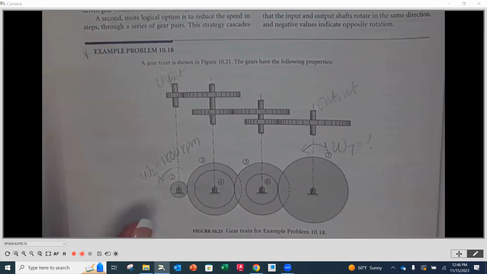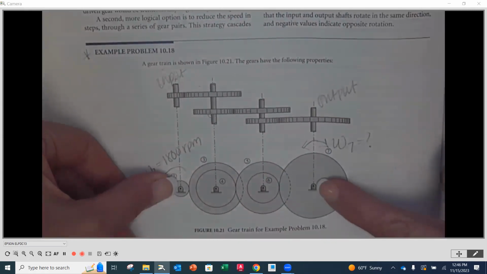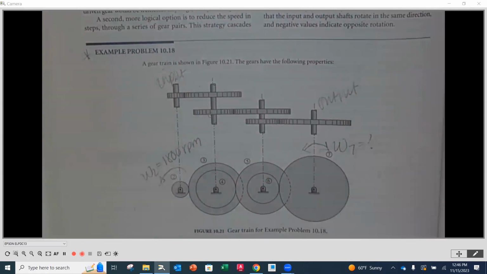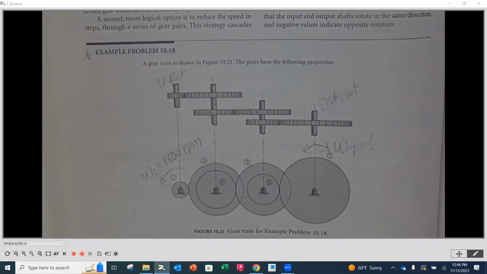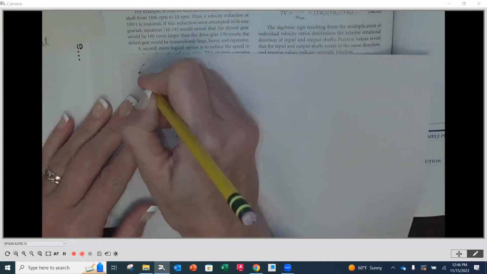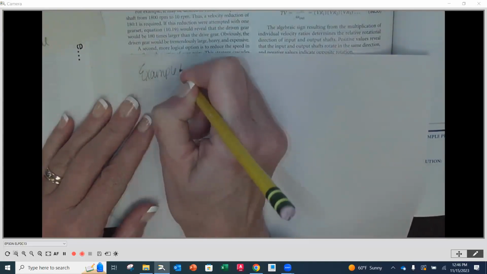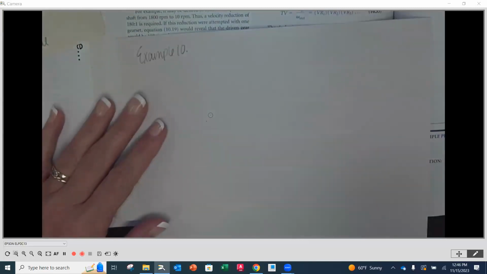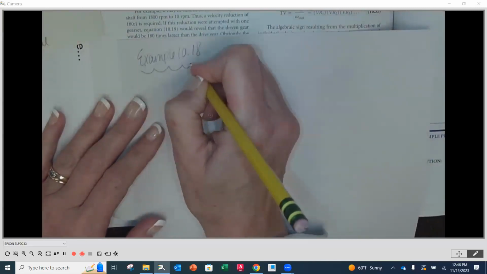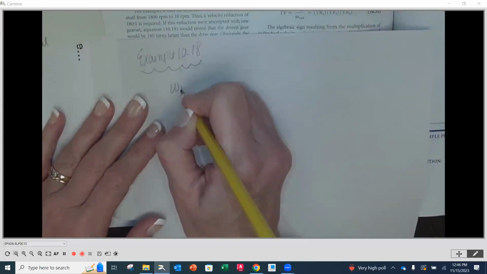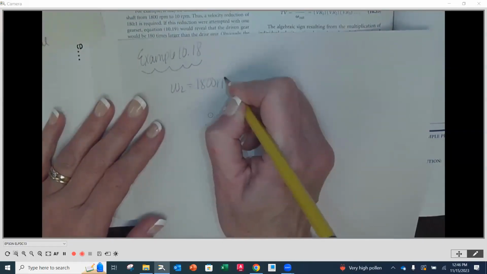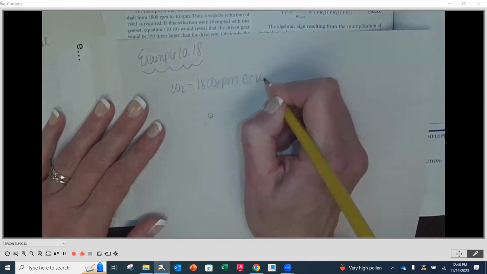And then the other part of this problem is, what is the center distance between these two? So that's what we're going for. So I'm going to start a new problem statement here. This is sample 1018. So our knowns are W2 is going 1800 RPM and it's going counterclockwise.